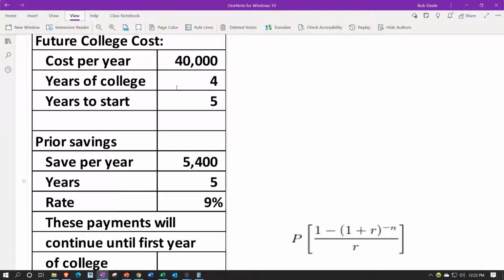Then we can think about, okay, we have 5 years now. How much in payments could we put in for the next 5 years so that we can accumulate up to the amount that will be needed for the college? So that's going to be our scenario.